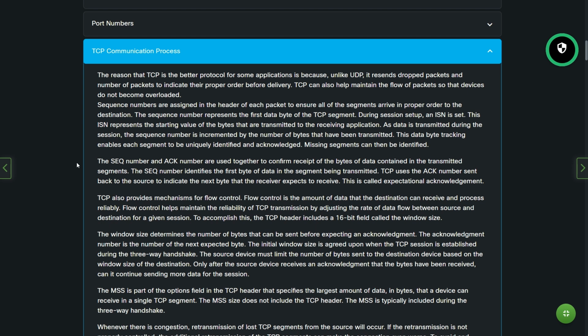The initial window size is agreed upon when the TCP session is established during the three-way handshake. The source device must limit the number of bytes sent to the destination device based on the window size of the destination. Only after the source device receives an acknowledgement that the bytes have been received can it continue sending more data for the session.